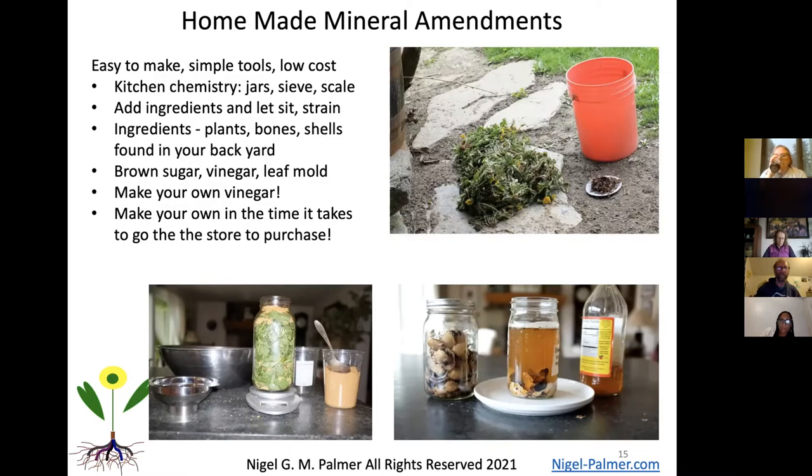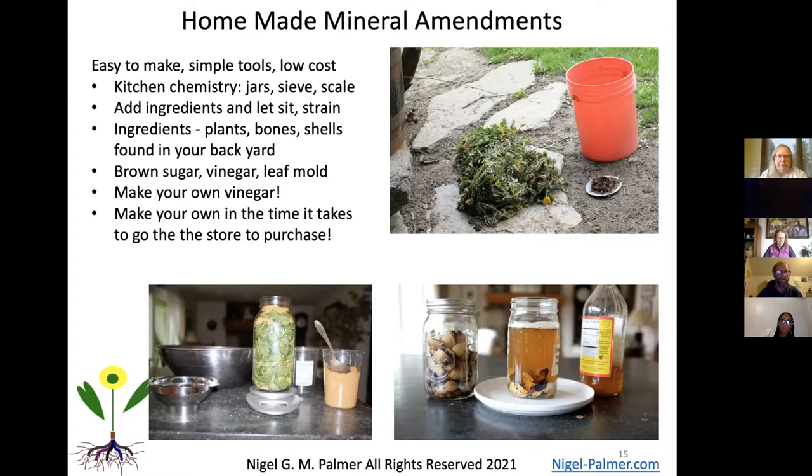So I'm talking really quickly here. I realize that I've used up a lot of my time and I apologize for that. So I'm going to try and move through this fairly quickly. You did see the videos and I think that helps out quite a bit, but these are very simple to make. I call it kitchen chemistry.